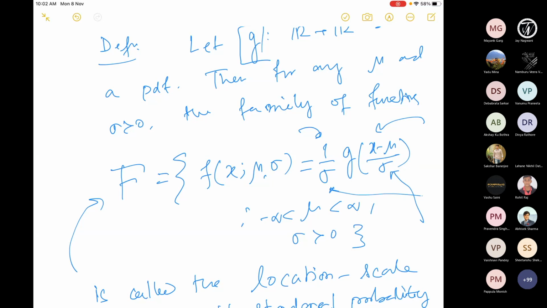I'll show why I'm introducing this. If you have a PDF belonging to this class of functions, for those functions the pivotal quantity is easy to find. In fact, I'll show you that most of the density functions which we talked about are in this class, and one of them is normal. We'll do that tomorrow probably.